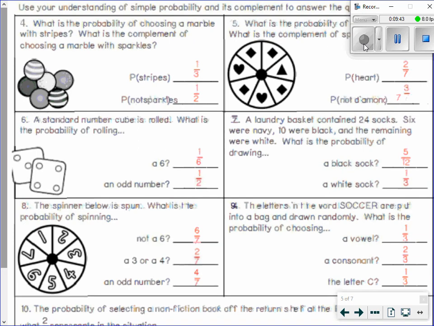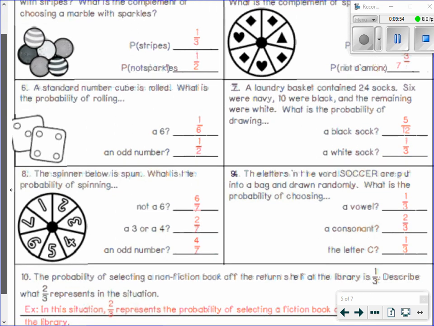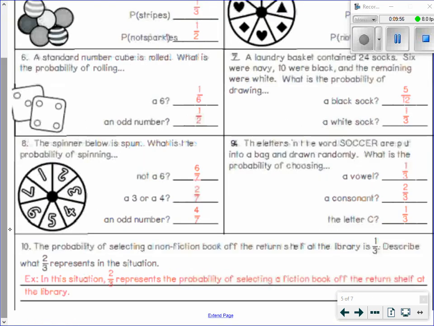All right, go ahead and check your answers for numbers 5, 6, 7, 8, and 9. You may want to pause the video. Here's number 10. You were to describe what 2/3 represents in the situation.